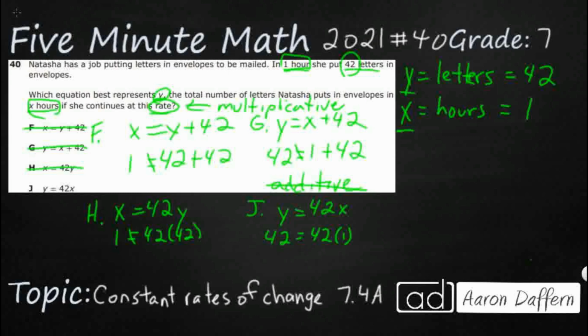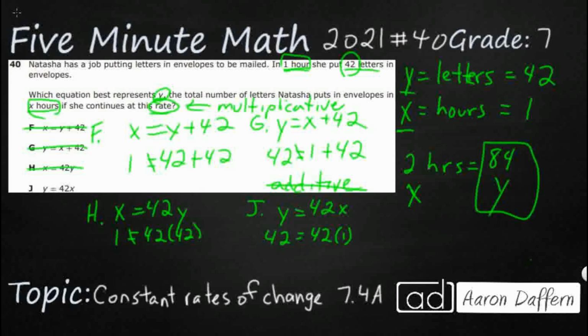Now, if she continues at this rate, let's say we double it, in 2 hours. So if we double the hours, we're going to double our letters. That's going to be 84. So let's make sure that if our y is 84, our x is 2, it still actually works.